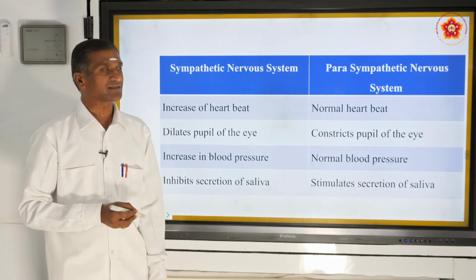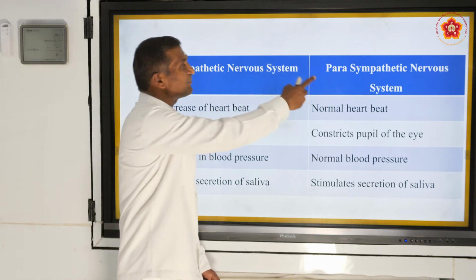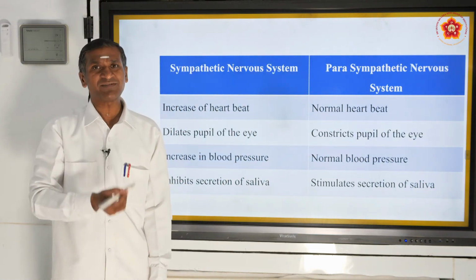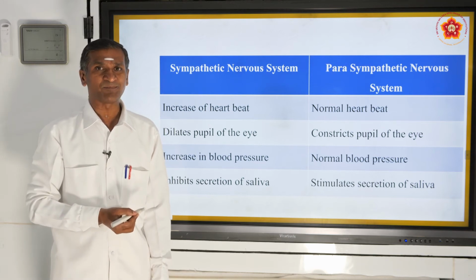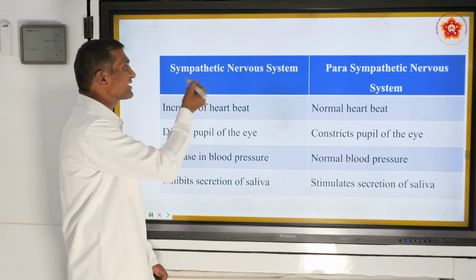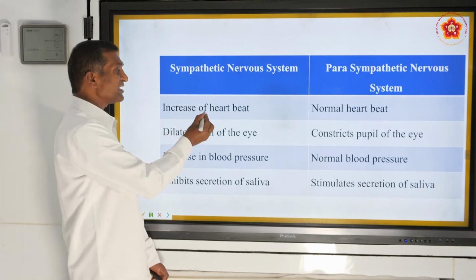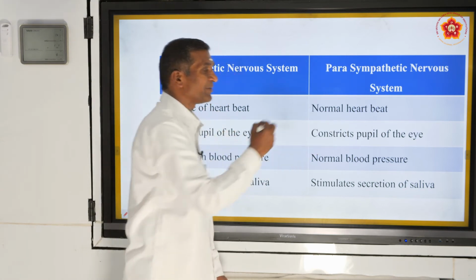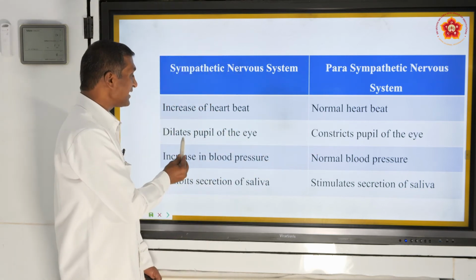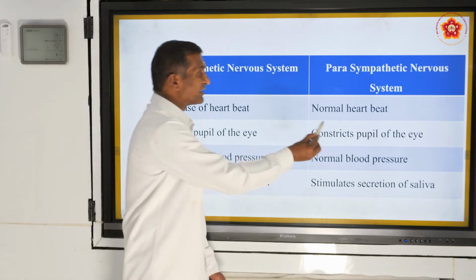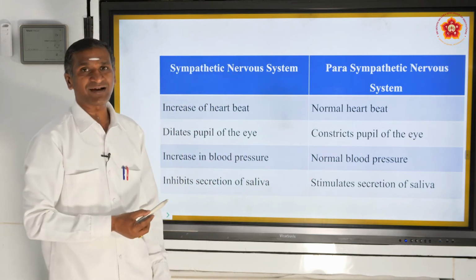Sympathetic nervous system and parasympathetic nervous system: all the activities in the body, or the life processes in the body, are being termed as sympathetic or parasympathetic. Increase of heartbeat is sympathetic; normal heartbeat is parasympathetic. Dilating the pupil of the eye is sympathetic; constricting the pupil of the eye is parasympathetic.